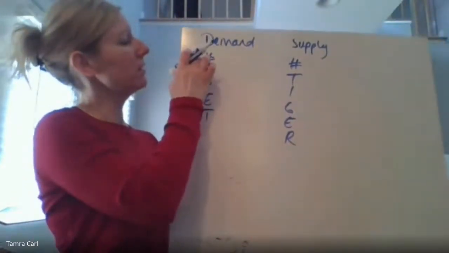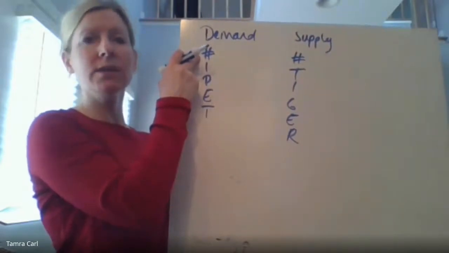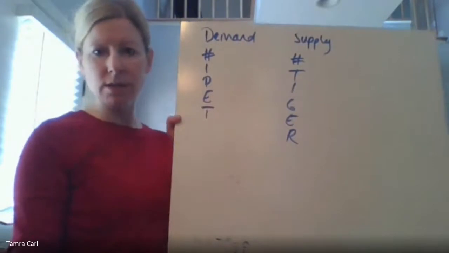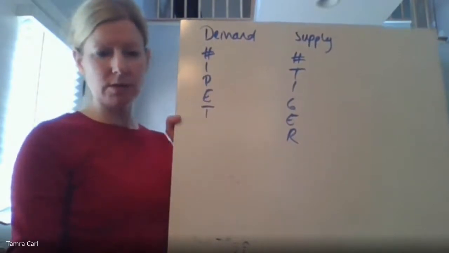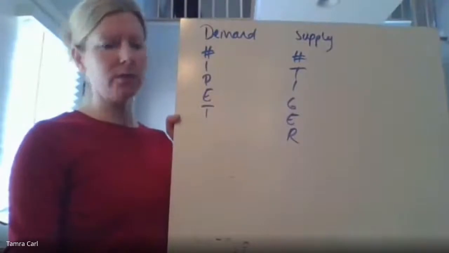For demand, the hashtag is the number of consumers, right? This to me is like demographics, like different types of people. Millennials could be an example. Baby boomers, they're ones that have different demands that go along with things. Seasonal also falls into number of consumers and how they're using stuff.